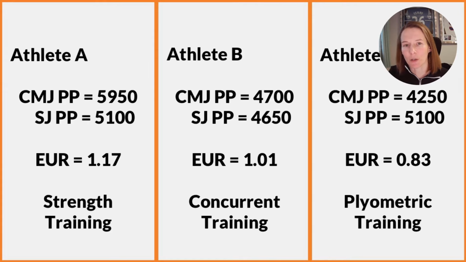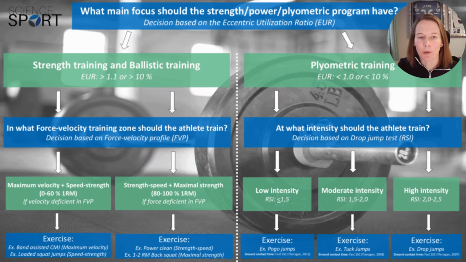I also like this approach from the Science for Sport team, in which they have combined the EUR with other measures, such as force velocity profiling and the drop jump, to create this strength and power decision-making tree that helps to use these testing outcomes to determine the kind of goals that each athlete should have for their program and the kinds of exercises that might be used.